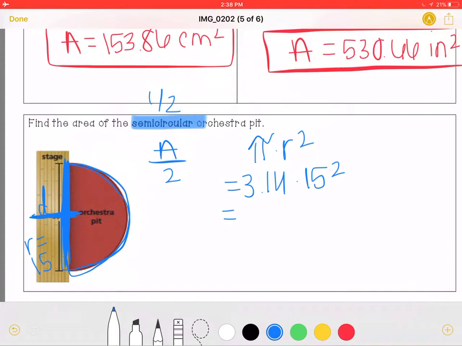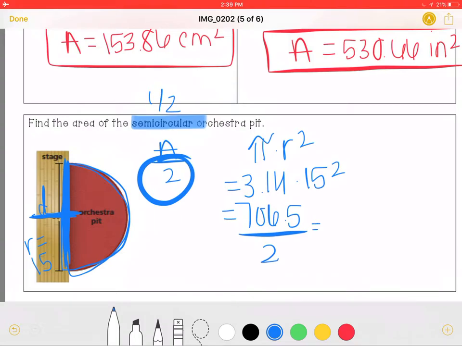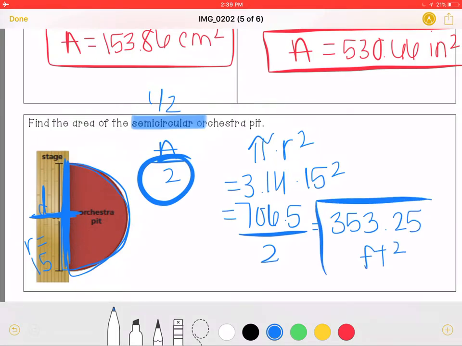This gives us the area of the full circle. But again, I only want half of it, so we still have to divide that by 2. So the area of half, or the area of this orchestra pit, which is half of a circle, the semicircle, is 353.25 feet squared.